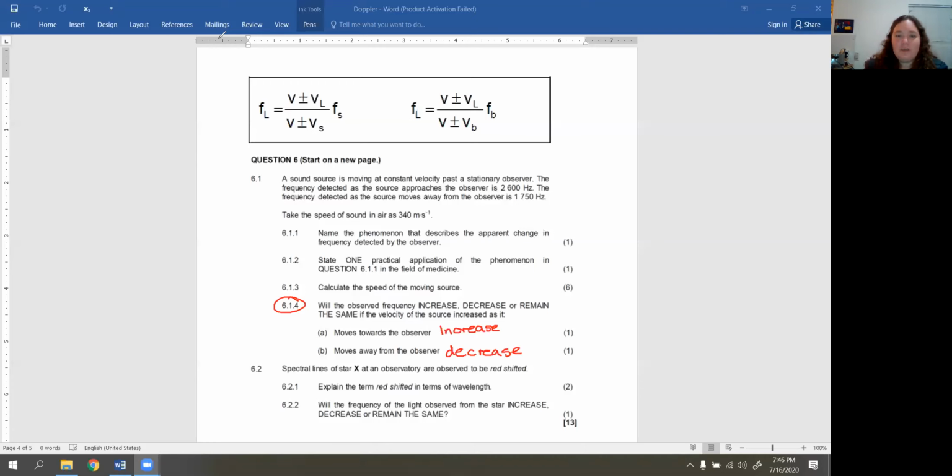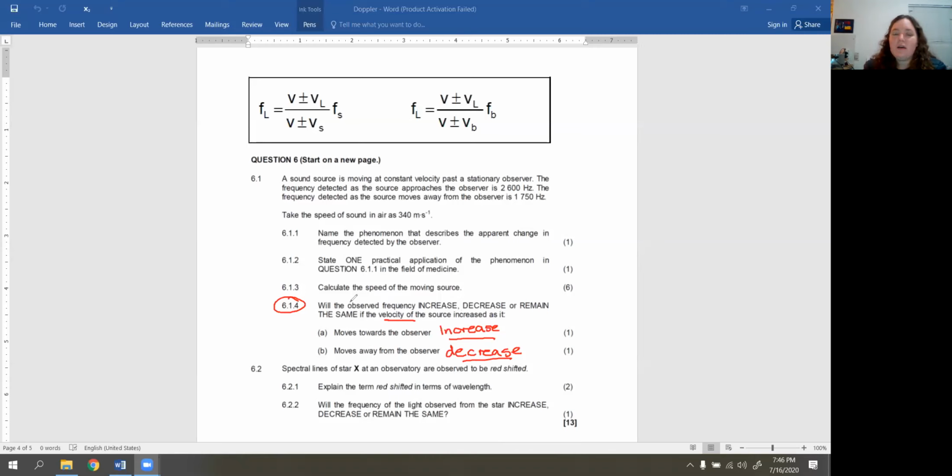Okay, I'm assuming we can jump straight in. If it moves towards the observer, the frequency will increase. If it moves away from the observer and the source velocity increases, it would decrease. And please note, if it remained at the same constant speed of source, then there'd be no change. But here, because there's a change in velocity, there will be a change in the observed frequency.